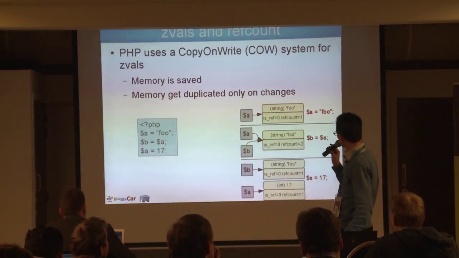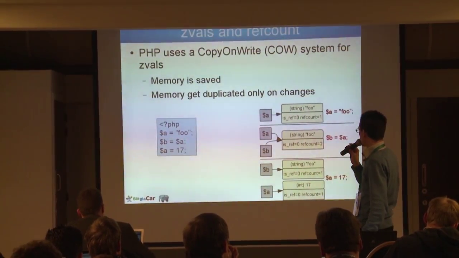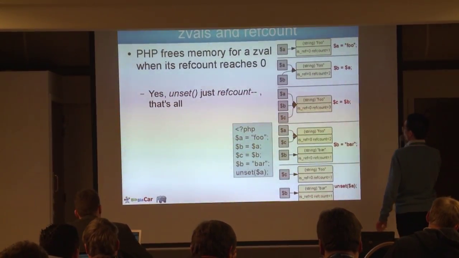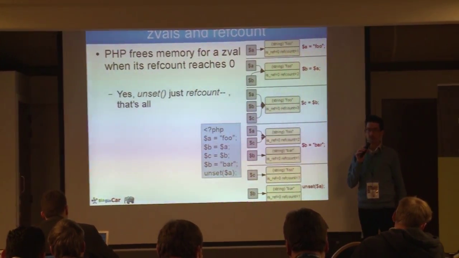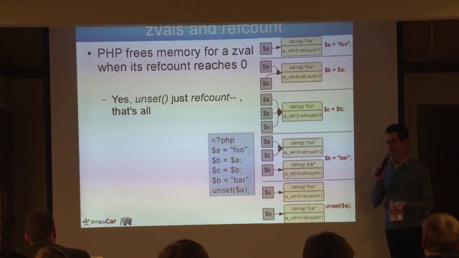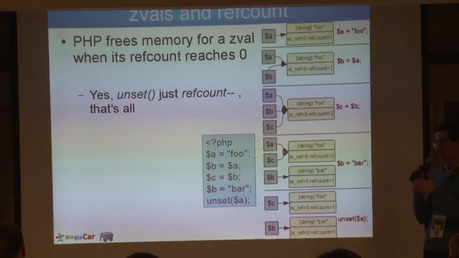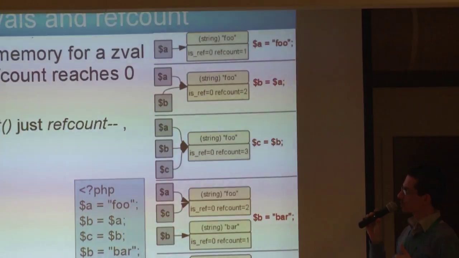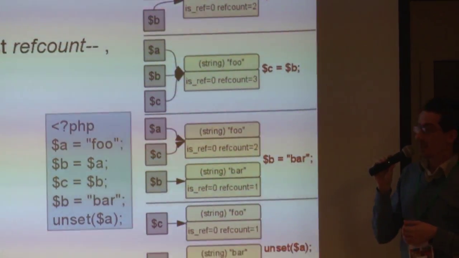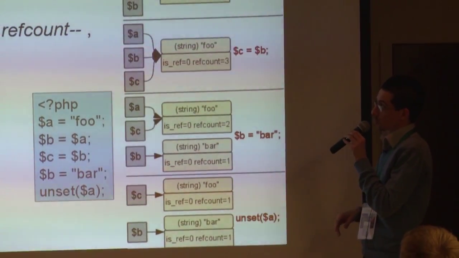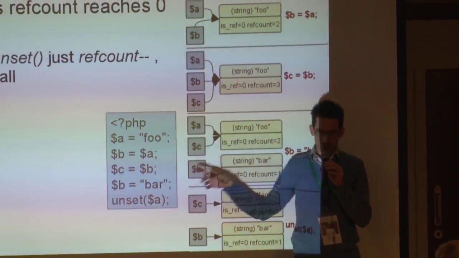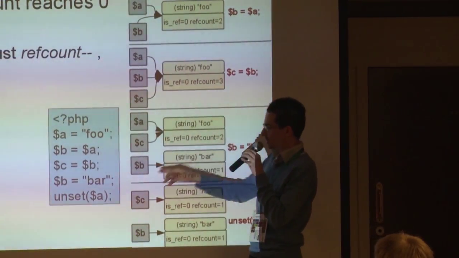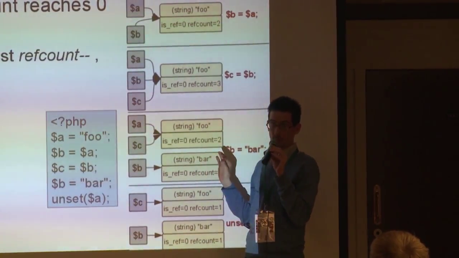So PHP is very, very clever at not using much memory. PHP will free memory for a zval when the ref count reaches zero. This is something very logical. You should know that your kernel uses the same trick for lots and lots of structures, in things called slab allocators. It's very interesting. The ref count system is very easy by itself. When you use unset, you just decrease the ref count by one. So if it does not reach zero, unset will not free some memory.